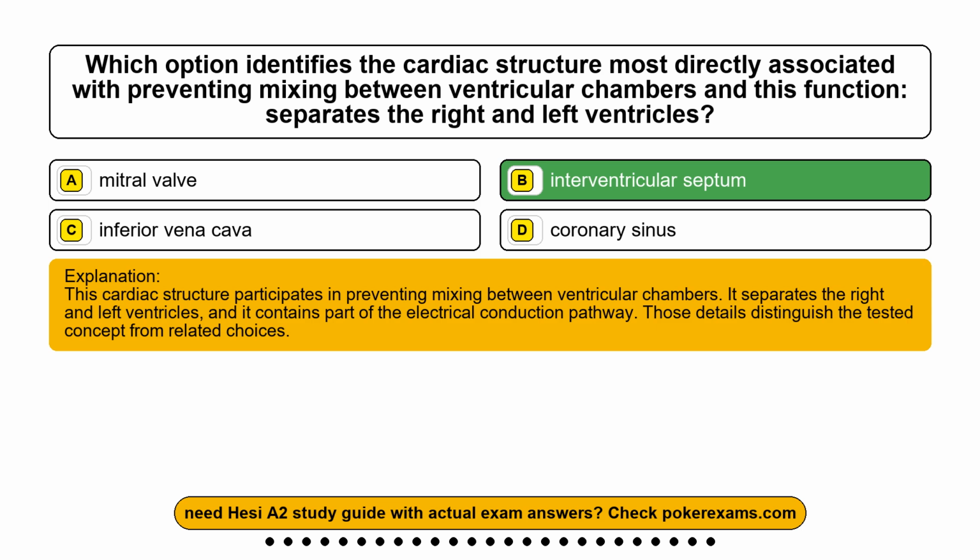This cardiac structure participates in preventing mixing between ventricular chambers. It separates the right and left ventricles, and it contains part of the electrical conduction pathway. Those details distinguish the tested concept from related choices.